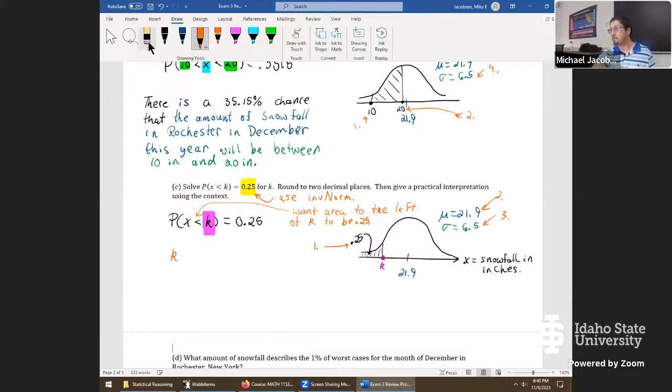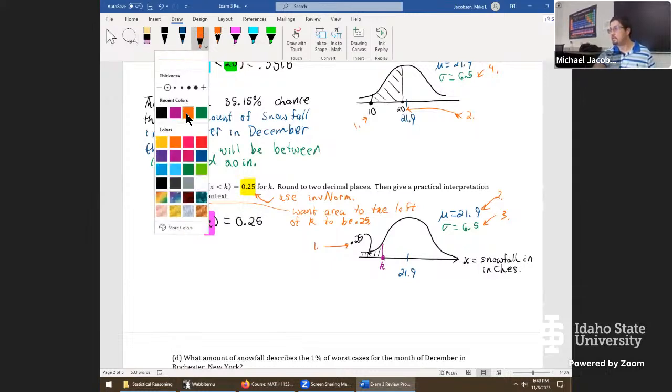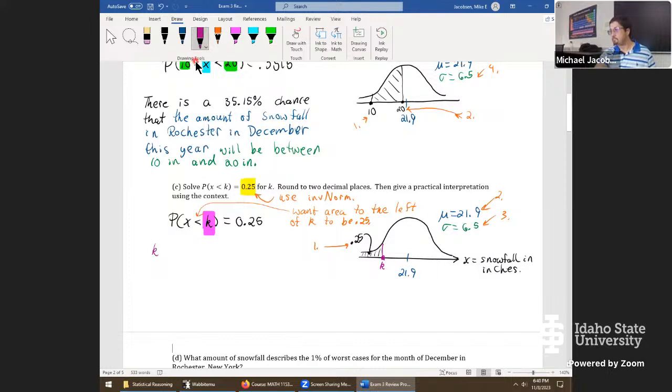So K equals 17.21 inches. Then definitely, sorry, say again? 17.51, thanks for mentioning that. 17.51 inches. Almost thought I had it hidden, but back over here.